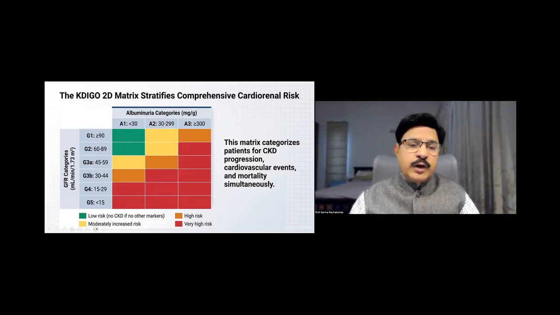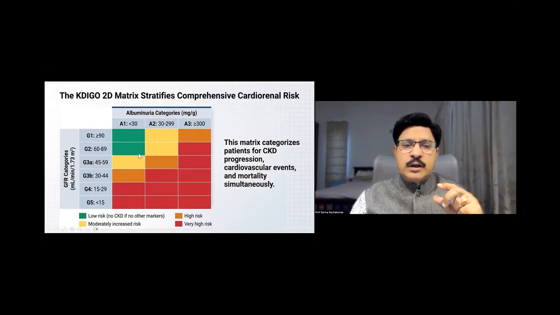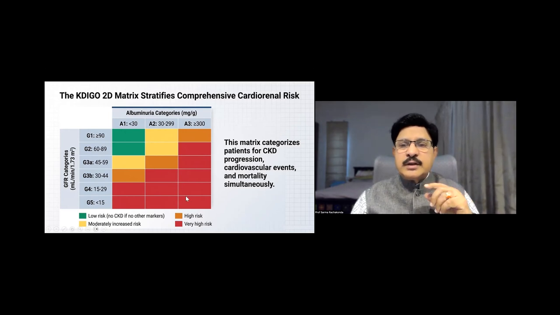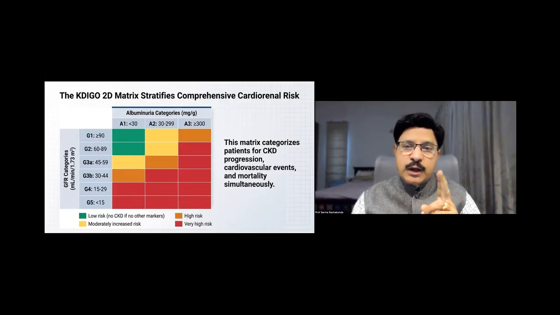This matrix is very helpful. First of all, you do the two tests. What is the albuminuria like? That is the UACR ratio, and the EGFR, and see where the patient goes into this box, or anywhere else. This matrix categorizes patients for CKD progression and cardiovascular events and mortality simultaneously. This is the way you can easily identify who is at the greatest risk, who is at a low risk.